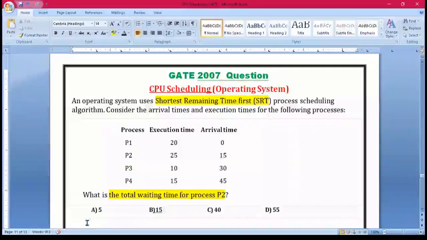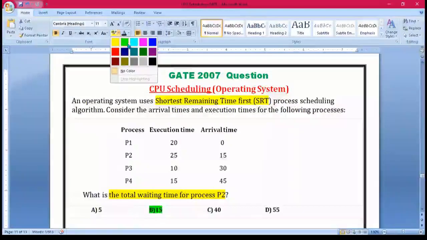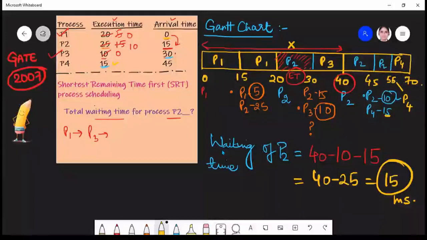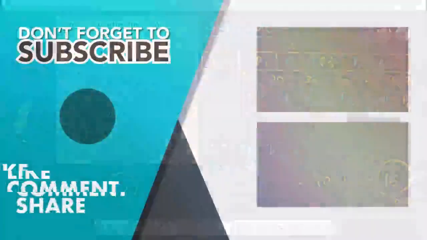Now let's see the different options. We have 5, 15, 40 and 55. The answer is 15 milliseconds. So I hope you understood the concept and it is very clear how we obtain the answer. We have to do numericals on CPU scheduling. To learn more, stay tuned to my channel. Thank you so much.